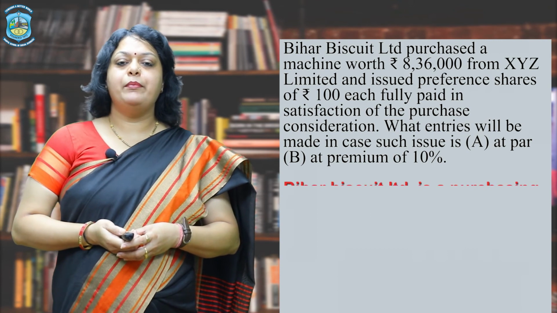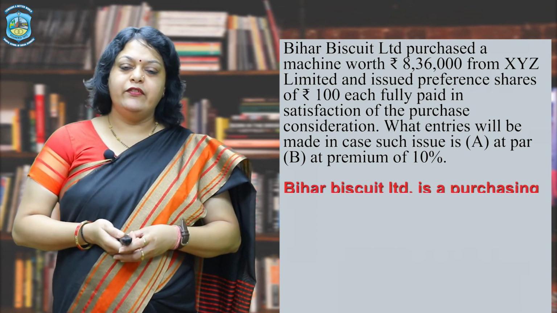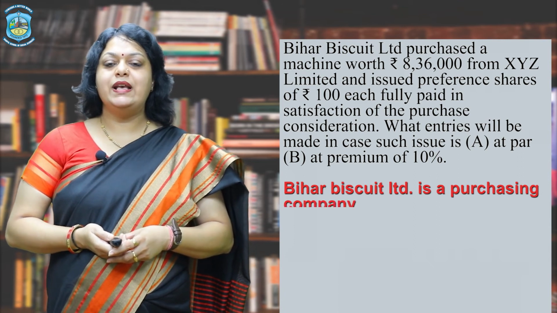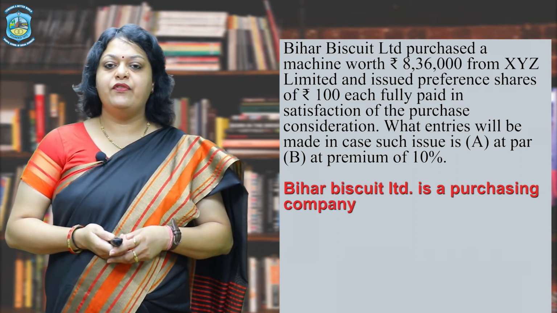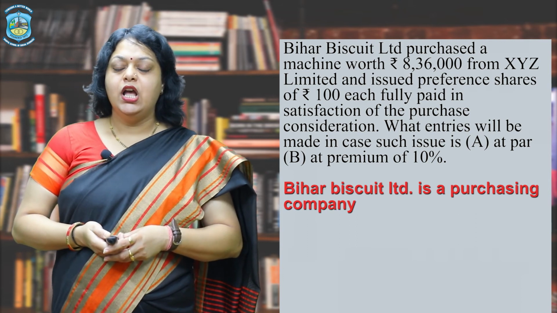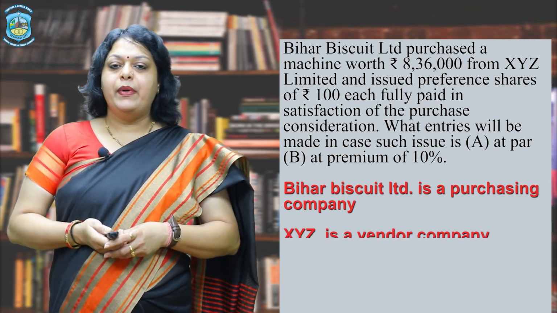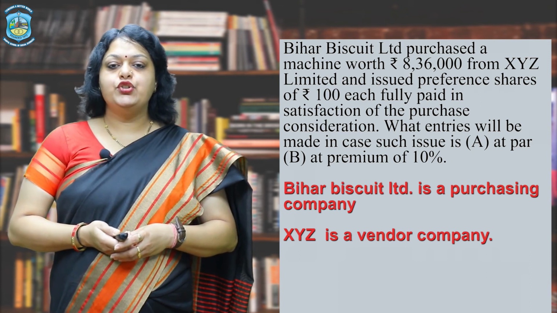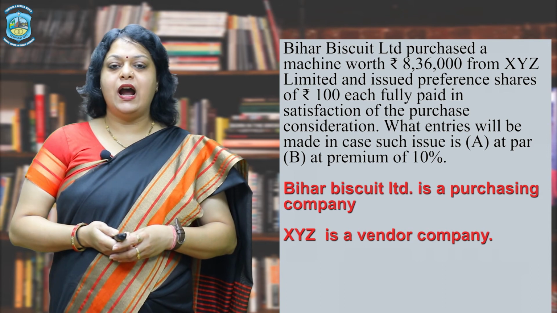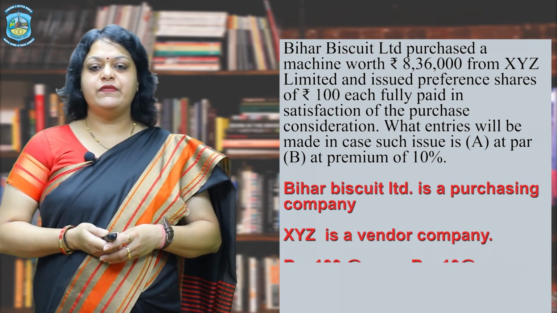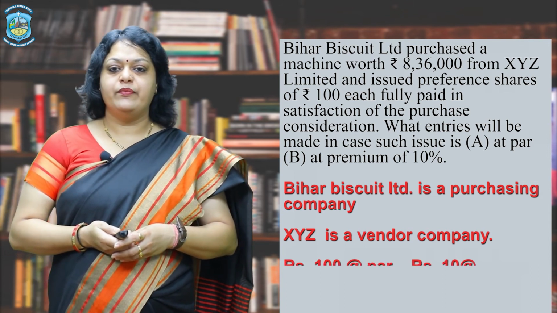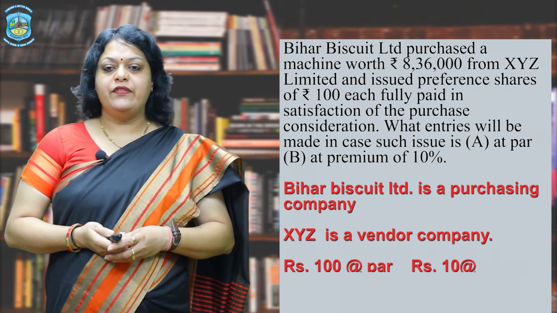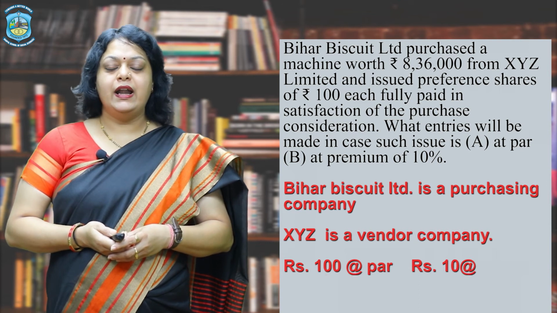Let us take an example. We will solve this entry here. Bihar Biscuit Limited purchased a machine worth rupees 8,36,000 from XYZ Limited. So, Bihar Biscuit is a purchasing company and XYZ is a vendor company, and issued preference shares of rupees 100 each, fully paid in satisfaction of purchase consideration. So, what entry will be made in case of such issue, in case of par and premium?